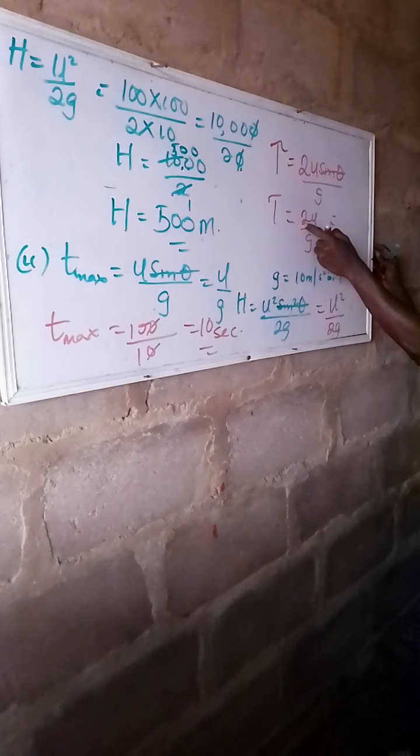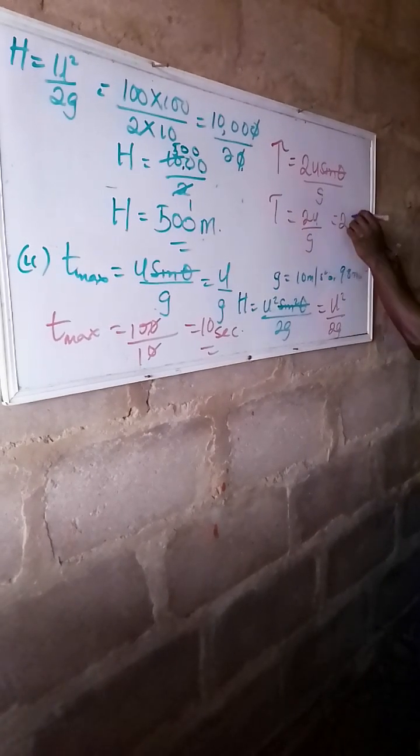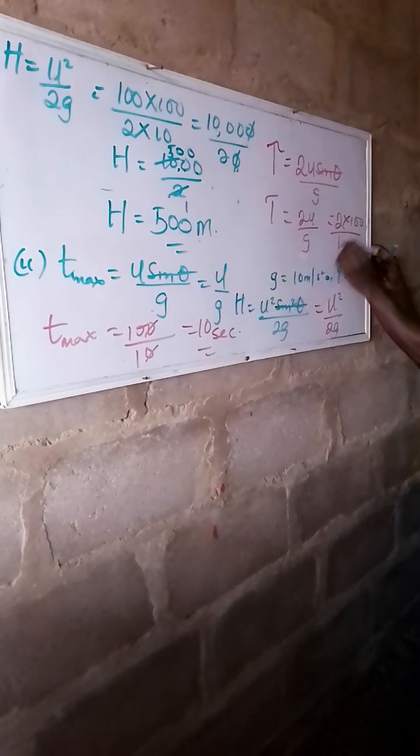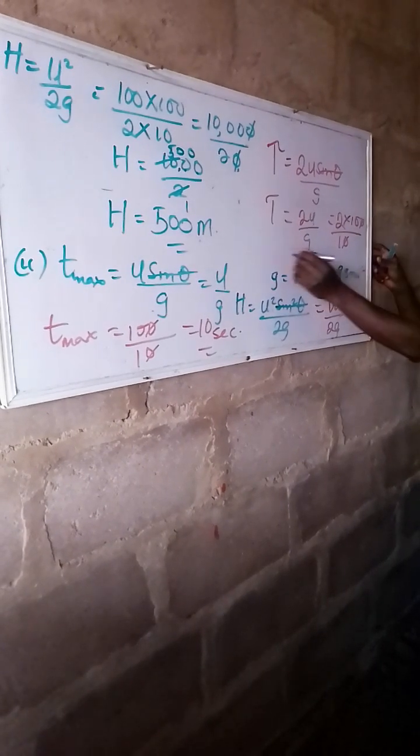So this will be 2. What is our u? 100. 2 times 100, because it is times that is joining them. All upon what is our g? 10. This settles this. We are left with what?